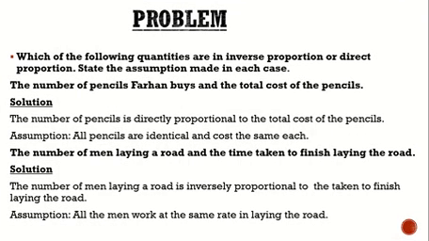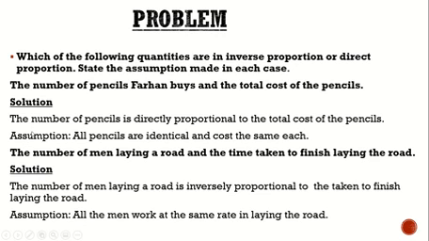These are the following statements. In these statements we have to find which of the quantities are in inverse proportion and which of the quantities are in direct proportion. The first statement is the number of pencils Farhan buys and the total cost of the pencils. We have to find whether they are in inverse proportion or not.